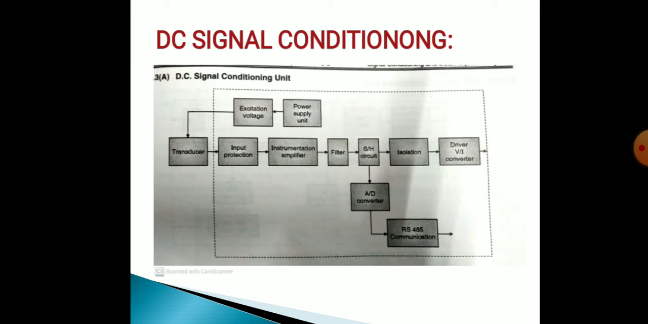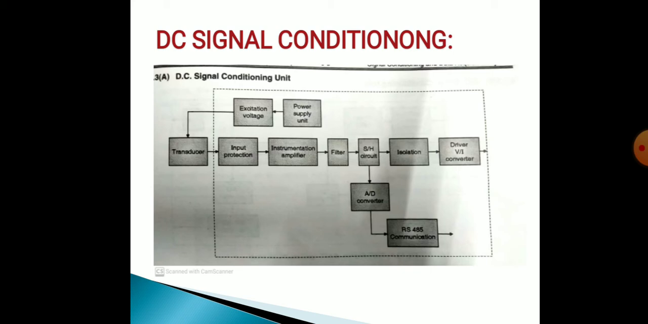Next is the filter. This block removes unwanted noise pickup from the main signal. It is used to improve the signal to noise ratio. Sample and hold circuit block. This block is used to maintain the signal level constant for a set duration of time. This is particularly required when the signal is rapidly varying. Normally, this block is used along with the A to D converter.